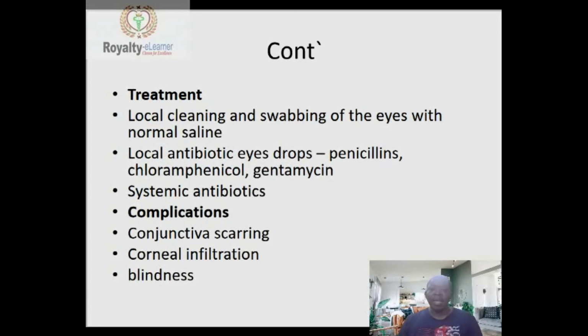Local cleaning and swabbing of the eyes with normal saline is very important. Local antibiotic eye drops like penicillin, chloramphenicol, gentamicin, and other systemic antibiotics can be given. Unfortunately, ophthalmia neonatorum may have complications: conjunctival scarring, corneal infiltration, and blindness.